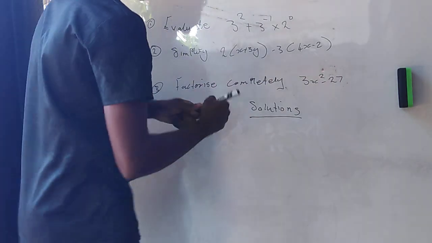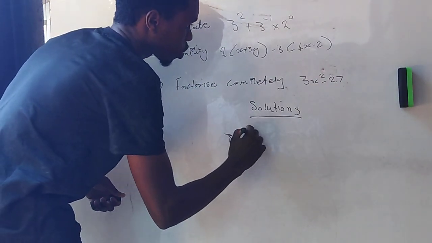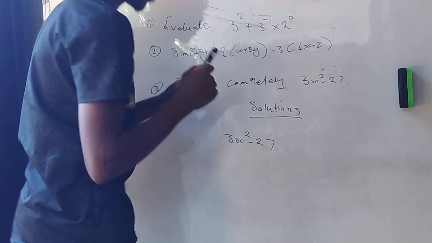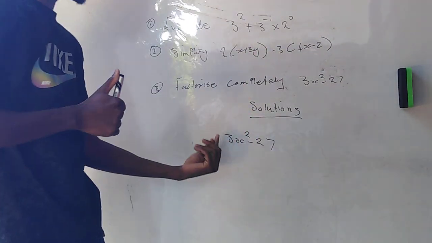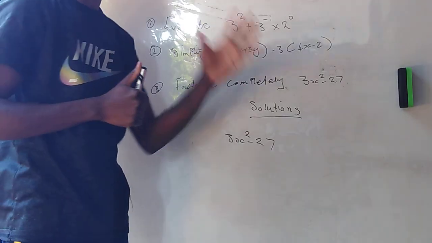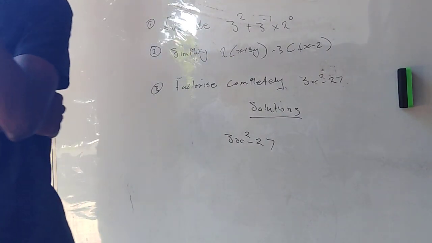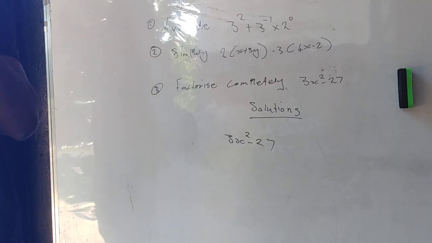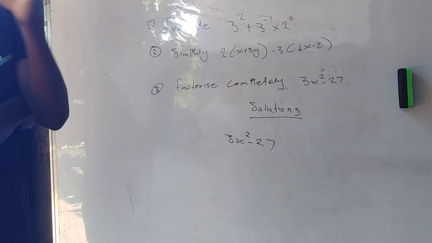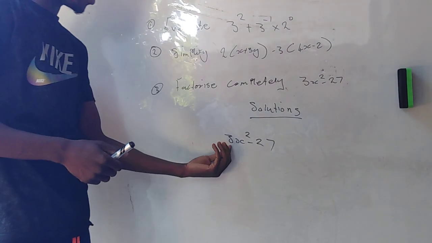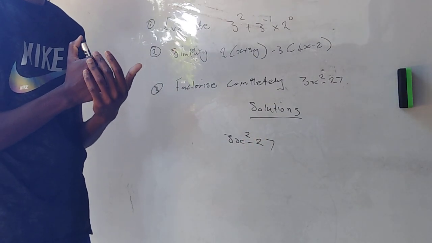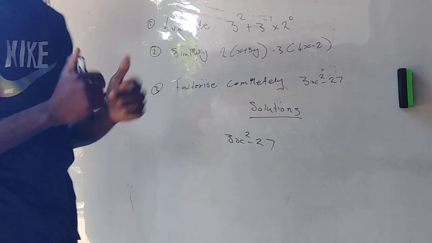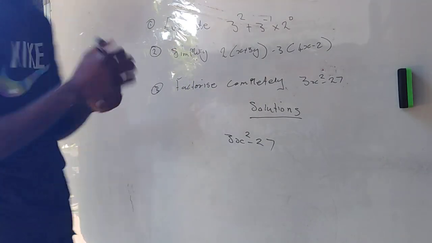So I'm having 3x squared minus 27. Here we look for a number which can go into 3 and 27 without leaving any remainder. So what number is that? 3 can go into 3, it's a 1. 3 can go into 27, how many times? 9, yeah. 3 can go into 27 9 times.